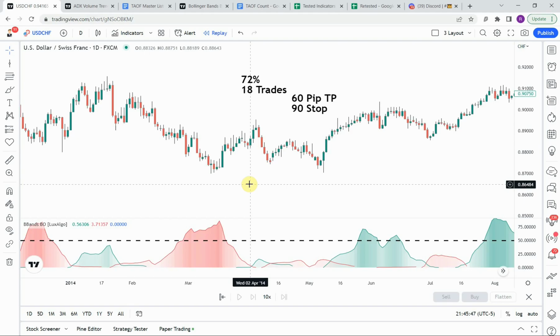Today we will be looking at an advanced testing of the Bollinger Band Breakout Oscillator indicator.